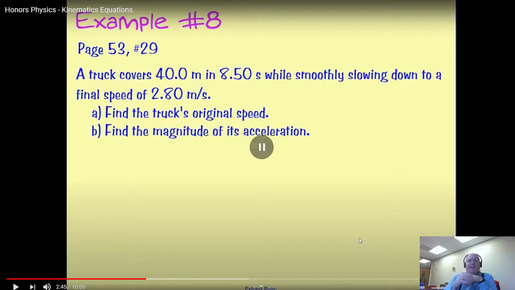All right, so let's make some guesses here. 2.8 meters per second is like, I don't know, 8 miles an hour. So we're really slowing down here. We're really going slow. And 40 meters is like a little bump out on the street when you're pulling to a stop. I think that's probably in the vicinity of 40 meters. 8.5 seconds is actually quite a while.